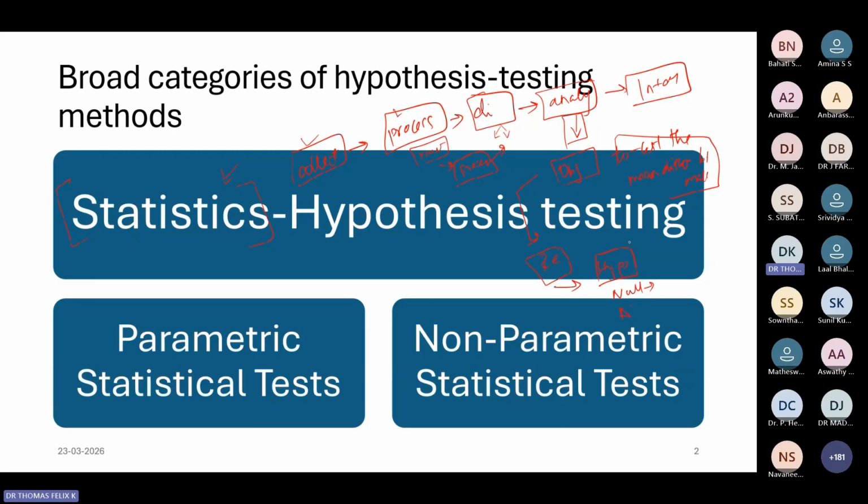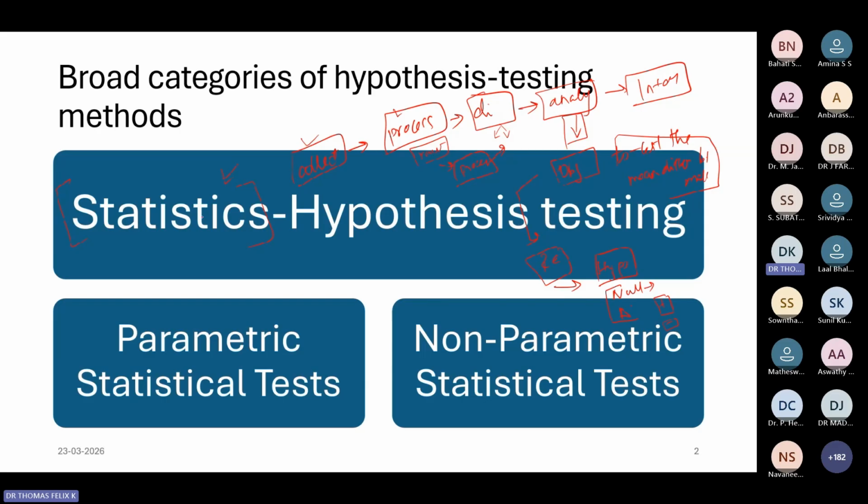The null hypothesis is framed based on the objective: that there is no mean difference, or this much amount of mean difference, between male and female income. The alternate hypothesis is that there is a positive mean difference, or a negative mean difference, between the male and female group. Using these, we have to accept or reject the null hypothesis based on some statistical test. That is why I am saying parametric or non-parametric tests are mainly used for hypothesis testing.